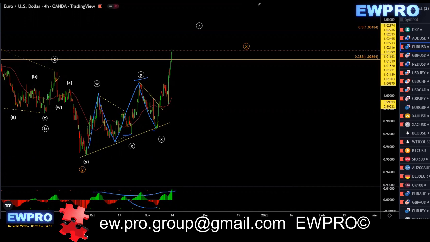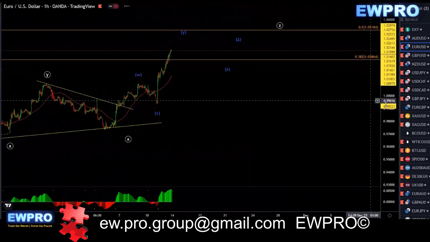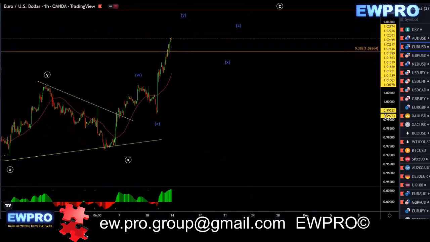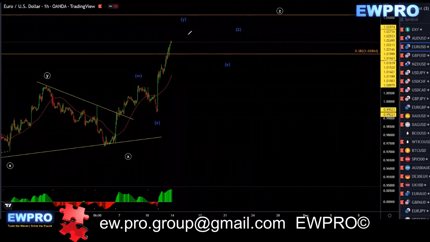So again, if we look at the H1, very similar. We're in this wave Y. So if you get a little flag in here, you can scalp because we don't have any bearish divergence, but the safest way is to wait for the X2 and then look for the Z up.